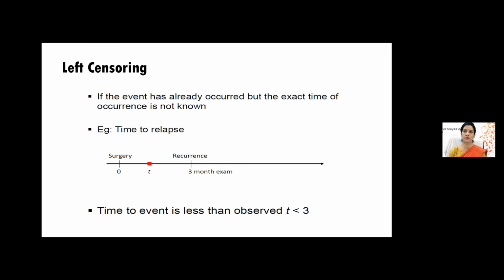Anyone who wants? Yes, ma'am? Left censoring doesn't occur in the study period. Left censoring is occurring in the study period, because you recruit and then you define the event. So you have recruited an individual in your study period, and that event has happened. But till the time you know, the event has happened before that. So what you observe will always be more than the actual.